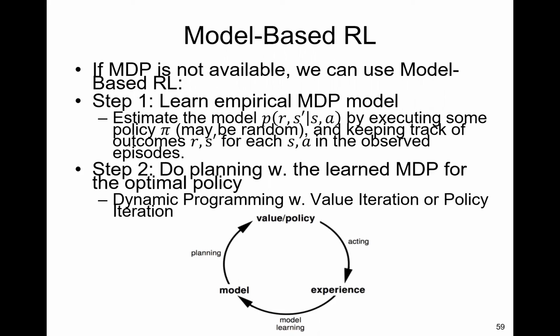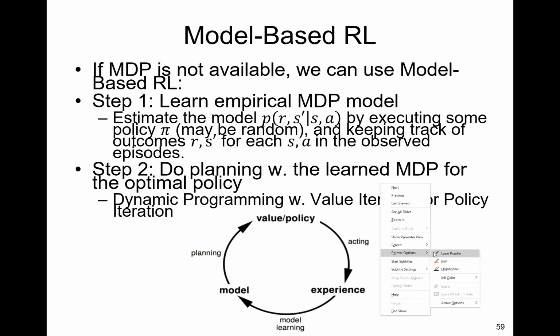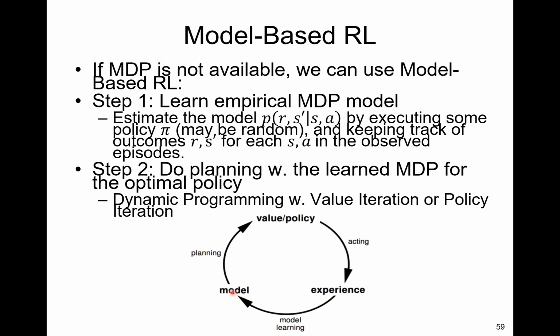And then step 2 is to do the planning with the learned MDP and to solve for the optimal policy with value iteration or policy iteration. These are dynamic programming algorithms. So you have the acting to get experience, to train, to learn a model, and then from the model you do planning. In control theory, this step is called system identification. But in reinforcement learning, it's called model learning.